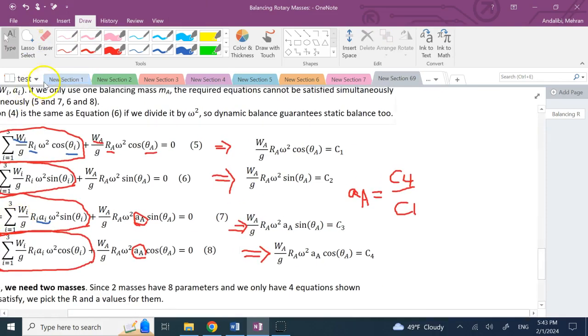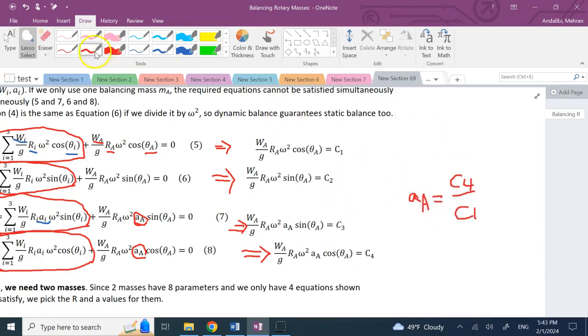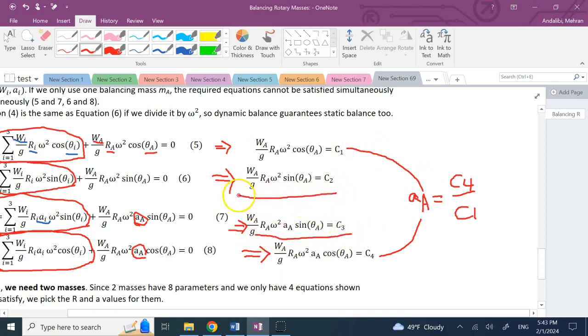So if I divide, as I said, the bottom one by the top one, you get this result. But if I divide this third one by the second one, what happens? Yes, you're right. The result is still RA because everything else is similar. Okay, so if I do that, then AA has to be what? AA has to be C3 over C2.